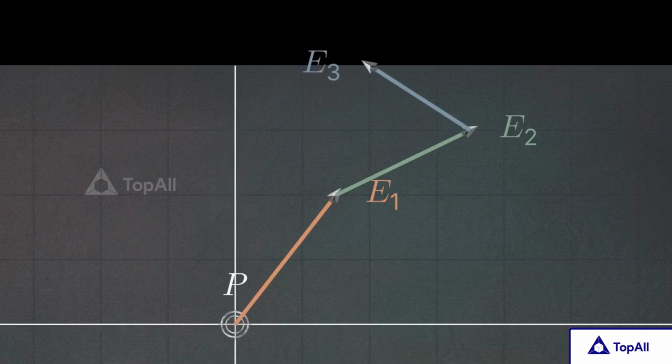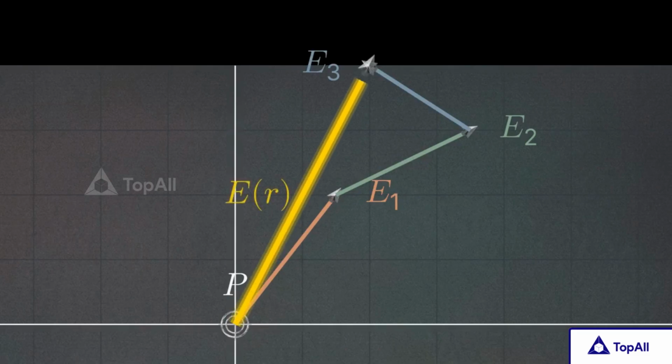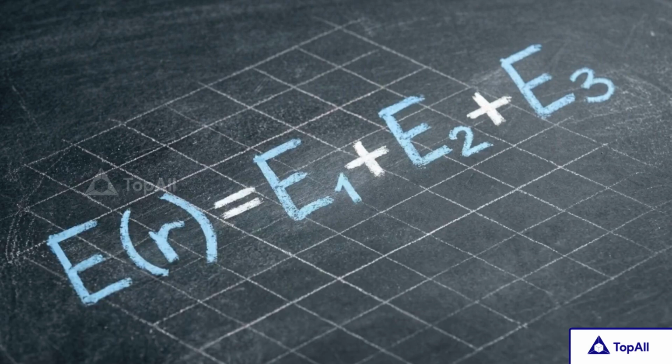To find the total effect, we add these vectors together using the tip-to-tail method. A final resultant vector, E_R, is drawn from point P to the end of the chain. This is the net electric field at our coordinate. This geometric addition is the physical reality behind equation 1.10. The formula is a summation of these individual, independent vectors across the entire system.